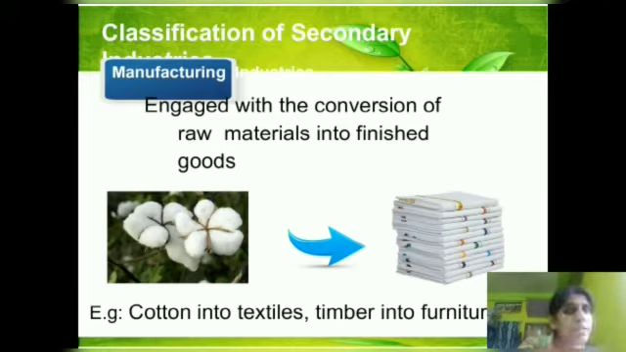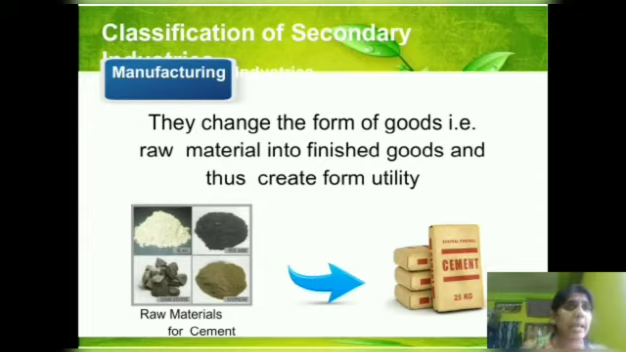See the examples I have cited: cotton turning into textiles, cotton textiles, then timber into furniture. So timber will be made in the primary unit and then converting this timber into furniture will be the job of the secondary unit. Understood? Now see, manufacturing unit can further be said as they change the form of the goods, that is from raw materials into finished goods, and thus they create the form utility. Utility is the main factor.